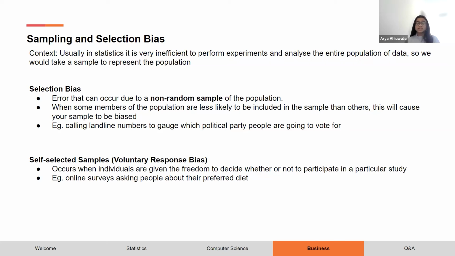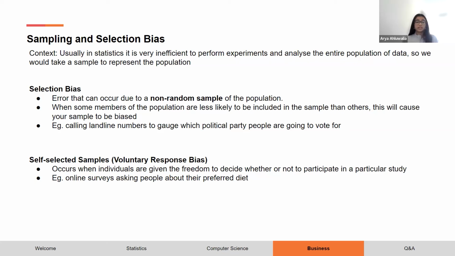But how the sample is selected is very important, as we don't want to introduce any selection bias. Selection bias is an error that can occur due to a non-random sample of the population. When some members of the population are less likely to be included, your sample will be biased and the error in your results will be increased. So whatever conclusions you end up drawing from your research will probably turn out to be incorrect.